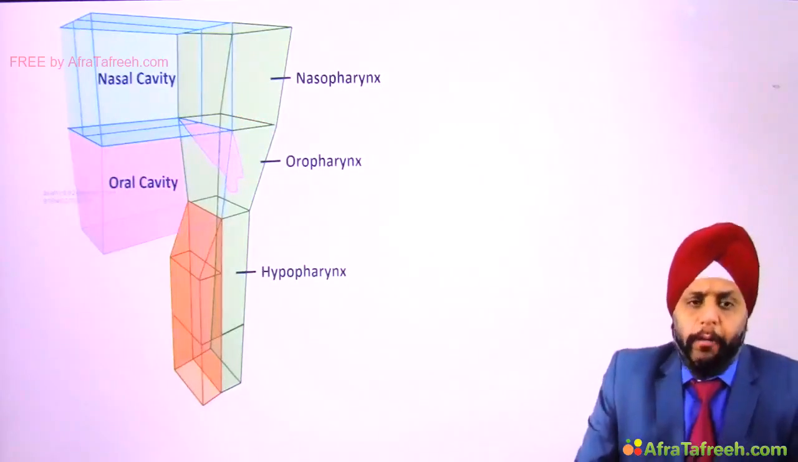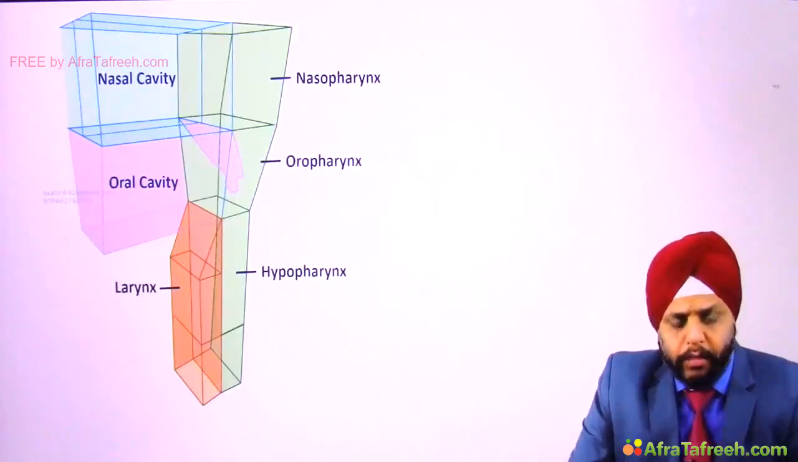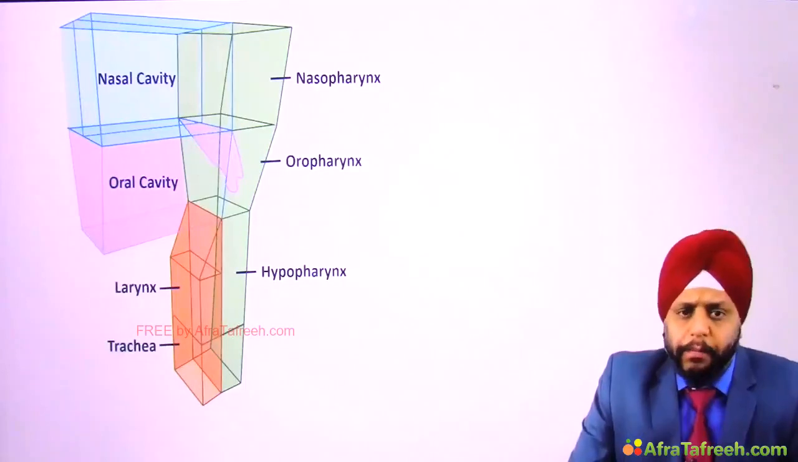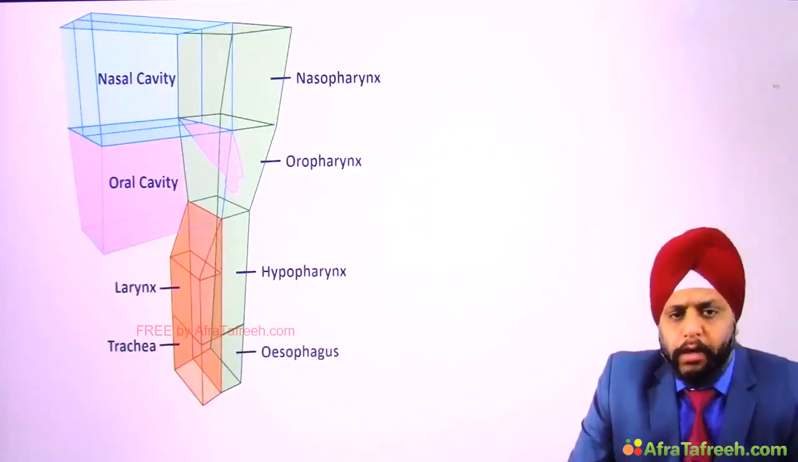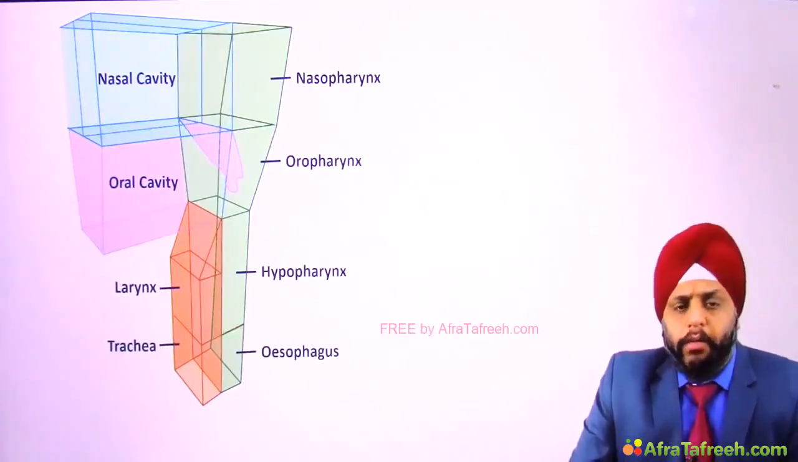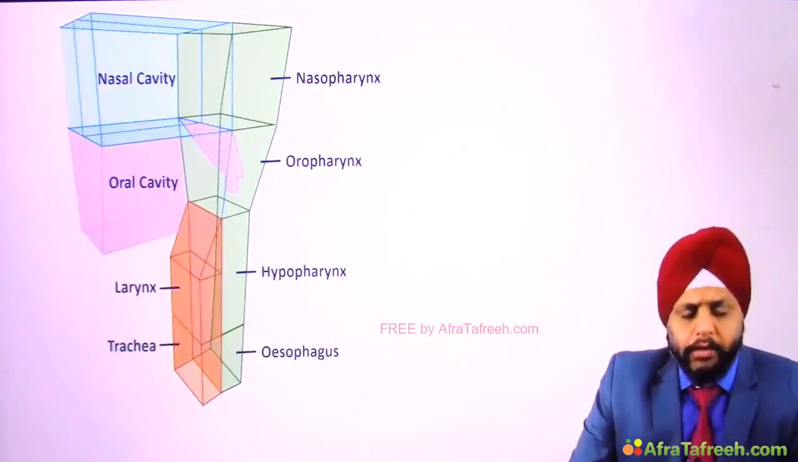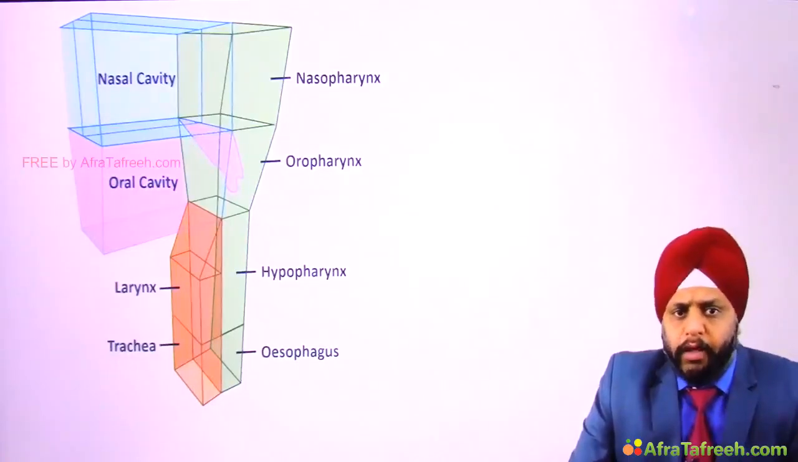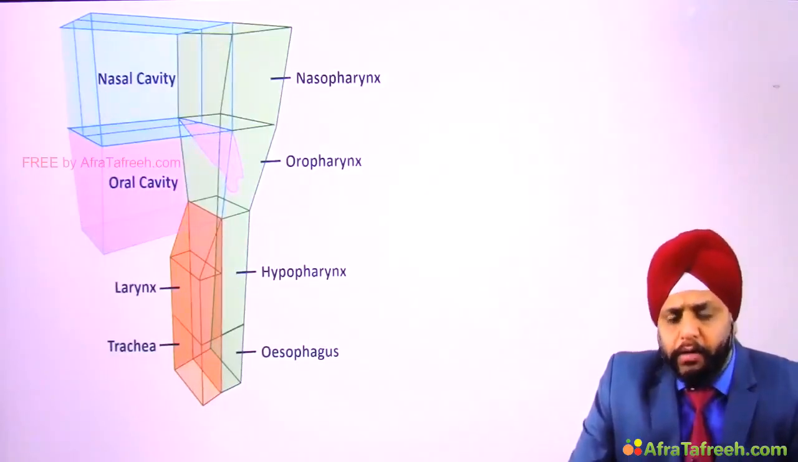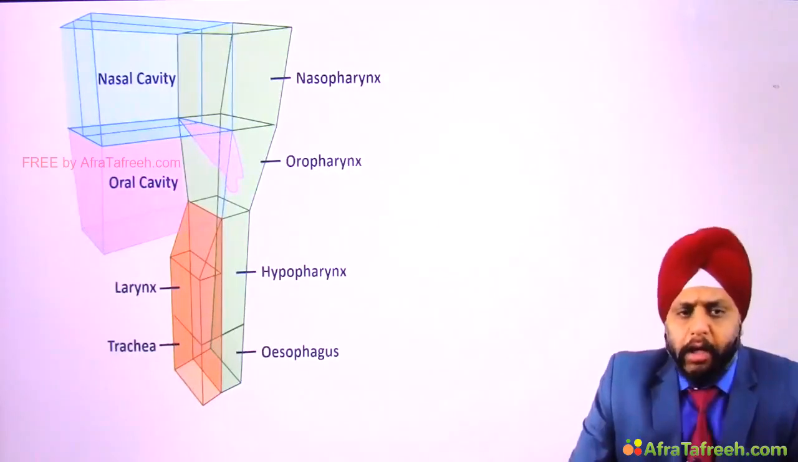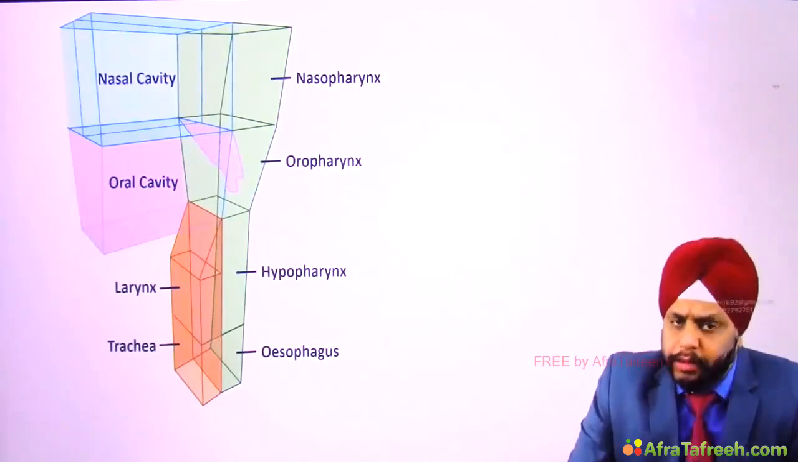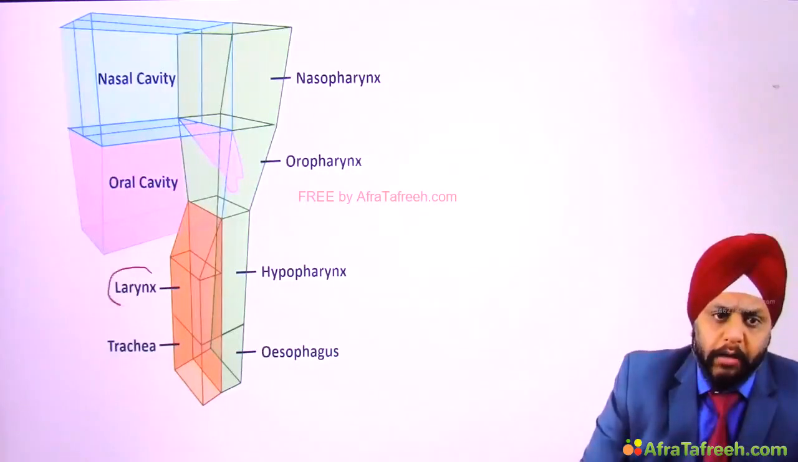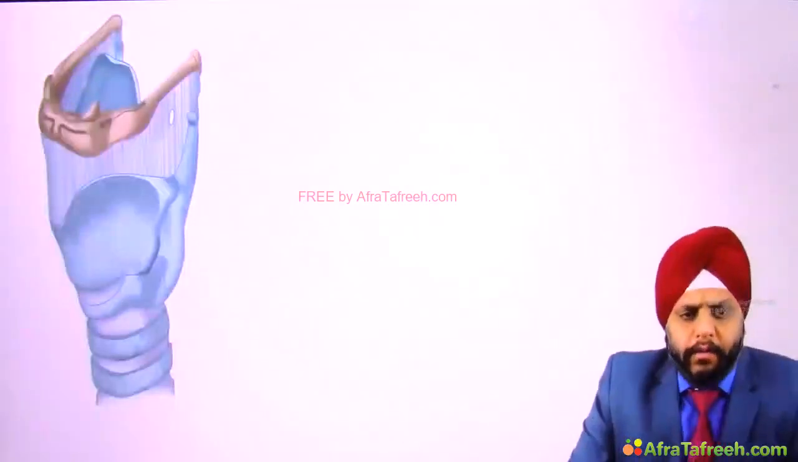Now anterior to the hypopharynx we have the larynx, the voice box. Below the larynx we have the trachea. Also below the hypopharynx we have the esophagus. So this is the upper aerodigestive pathway. It's a common pathway for food and air, the pharynx, nasopharynx, oropharynx, hypopharynx, and then it segregates into the airway anteriorly, the larynx and trachea, and the digestive pathway, esophagus, posteriorly. Now what part are we going to study over here? We are going to study this part, the larynx. So this is our larynx.